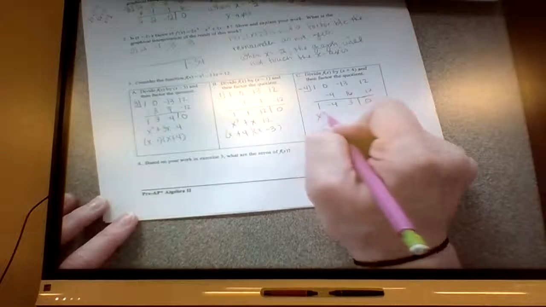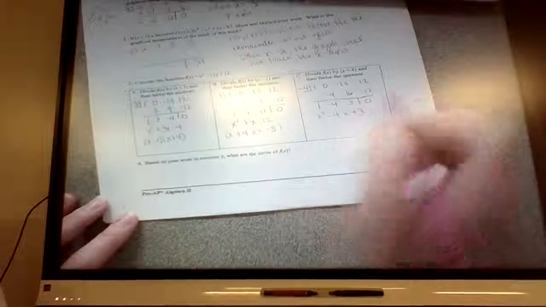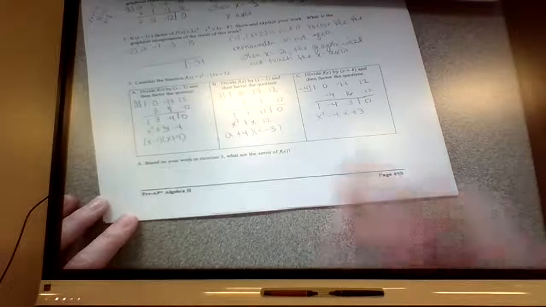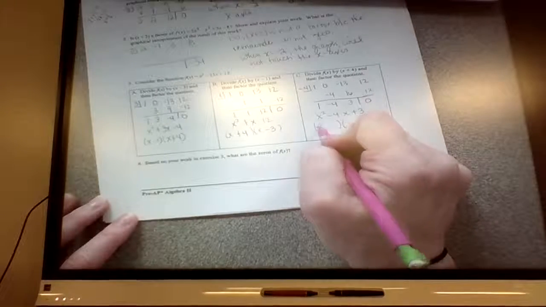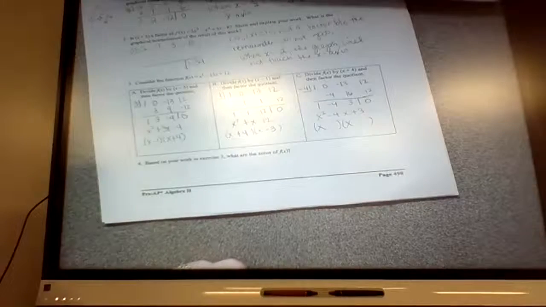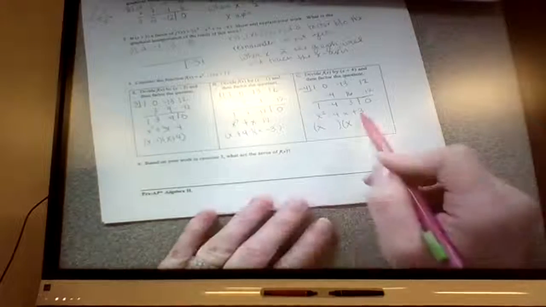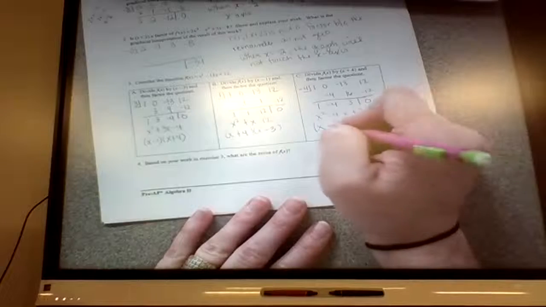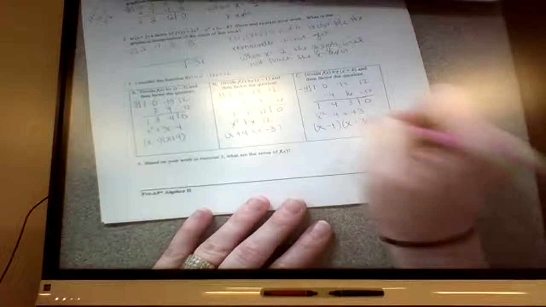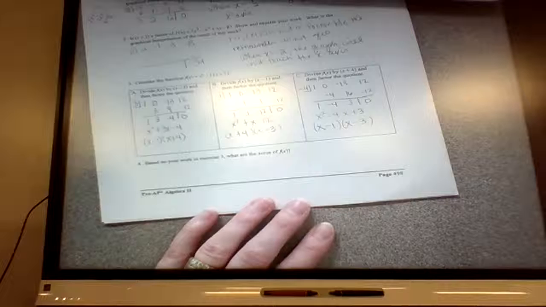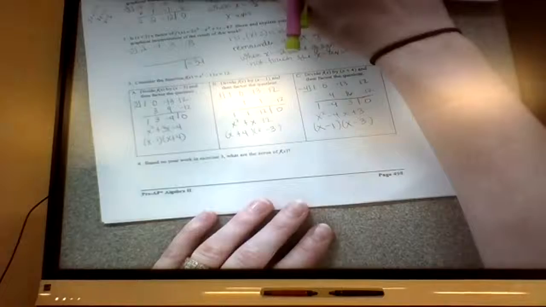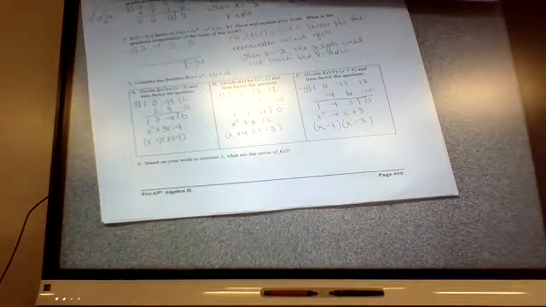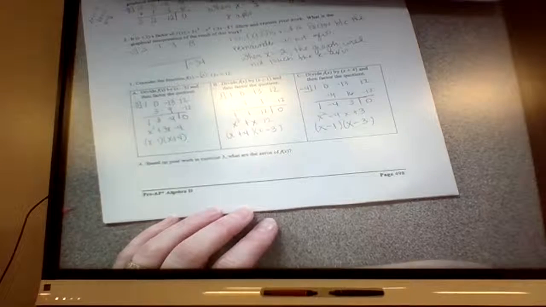X squared minus 4x plus 3. What are two things that multiply to give me a positive 3 but add to give me a negative 4? Here's a hint. You've already seen them. Multiplies to give me a positive 3 but adds to give me a negative 4. X minus 1 and x minus 3, because I need a positive 3. Okay, so this has a cube, which means it has 3 zeros.